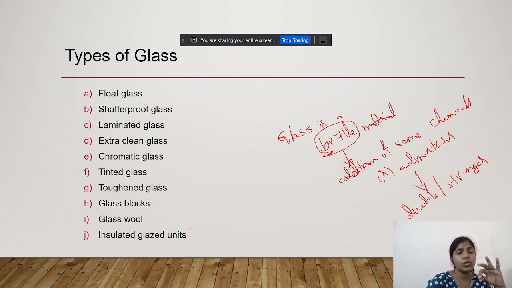So the types of glass are classified based on their composition, and based on the process, like in order to change it from a brittle to a stronger material. The glass will have to undergo some different processes, and based on that the types of glass have originated. The types are: float glass, shatterproof glass, laminated glass, extra clean glass, chromatic glass, tinted glass, toughened glass, glass blocks, glass wool, and insulated glazed units. Depending on the purpose, you can go for different types of glasses.